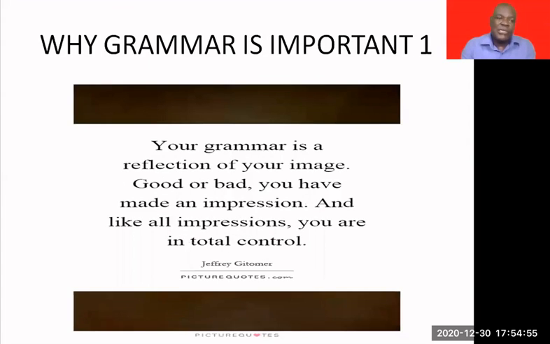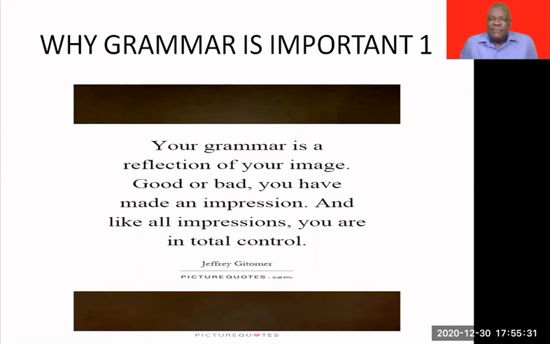Why grammar is important? One, your grammar is a reflection of your image. That's what this scholar, Jeffrey Getomer, is talking about. Your grammar is a reflection of your image. Good or bad, you have made an impression. And like all impressions, you are in total control, you know? So this scholar is saying that your grammar is a reflection of your image.